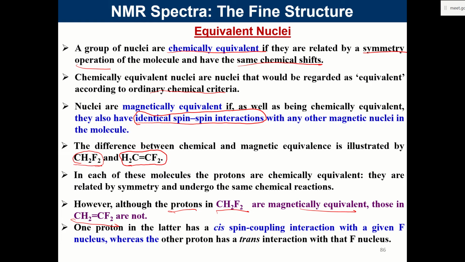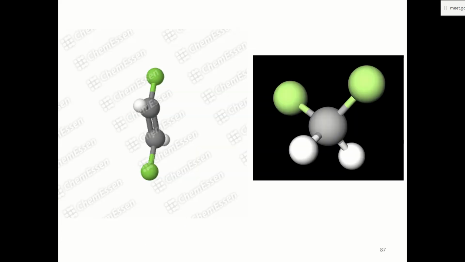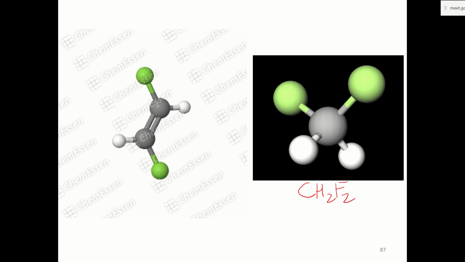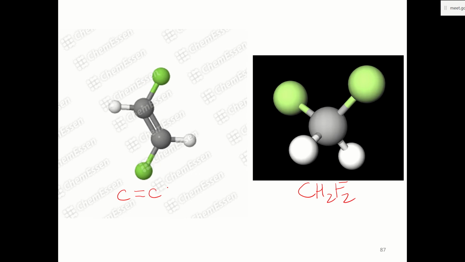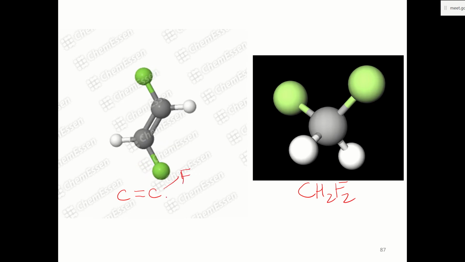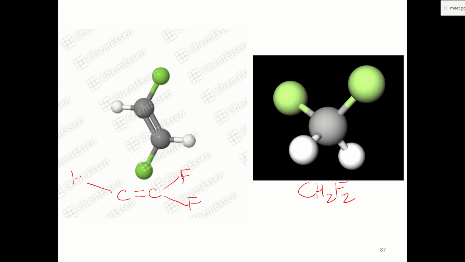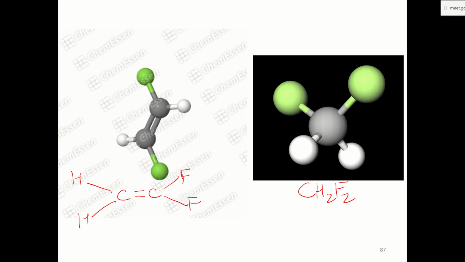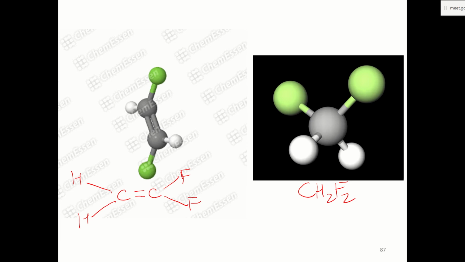You can see there is a cis spin coupling interaction with the fluorine, and there is also a trans coupling. We'll just see the picture, it is better to understand. So this is your CH2F2, and this is C double bond C F, this one. Look at this hydrogen, this proton.